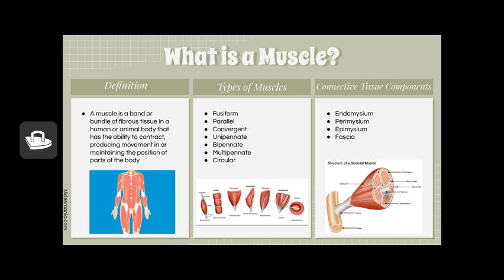Moving on, we have the epimysium. The epimysium is a fibrous sheath that surrounds an entire muscle. And then lastly, we have the fascia. This is a sheet of connective tissue that separates neighboring muscles from each other. These muscles are grouped in compartments separated from each other by the fasciae.